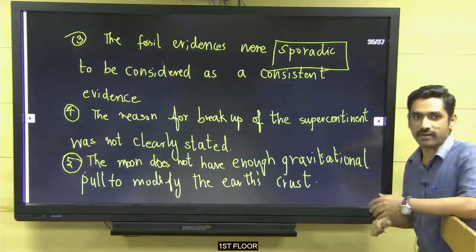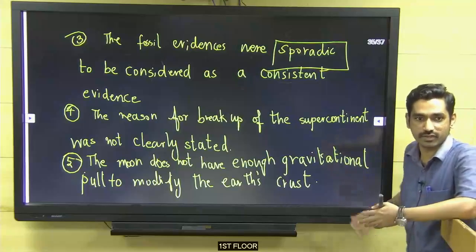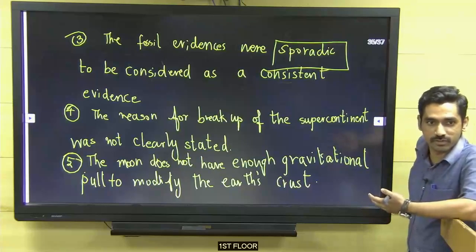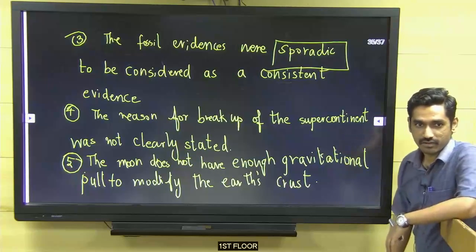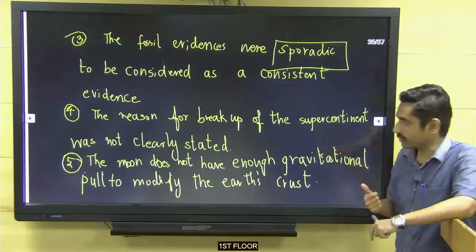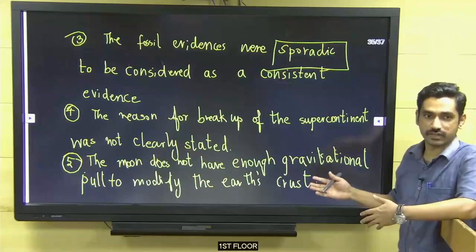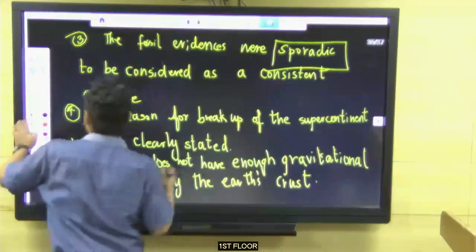The Moon can try to modify the atmosphere, okay. Trying to modify the hydrosphere, okay. Tides it is causing, okay. Land, how will it pull? Not possible at all. The Moon is way too small. If the Moon is such a large object, then Earth and Moon will collide with each other. That is not possible at all. The Moon does not have enough gravitational pull to modify the Earth's crust. Fine. Point number 6.